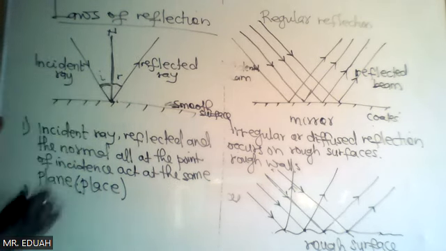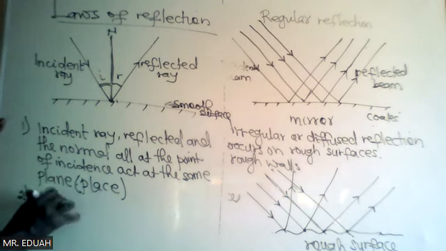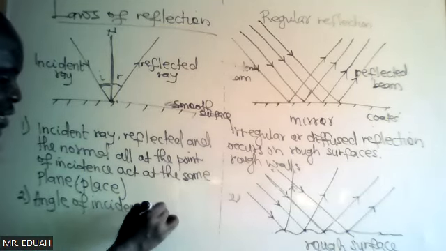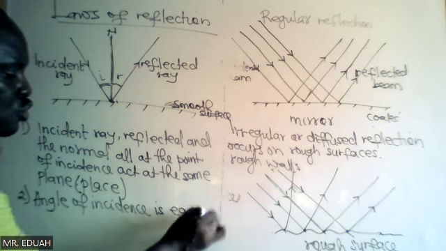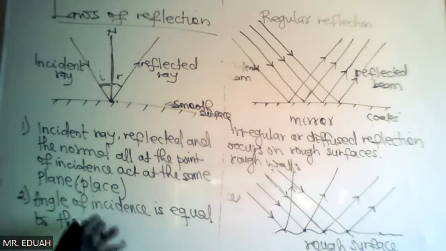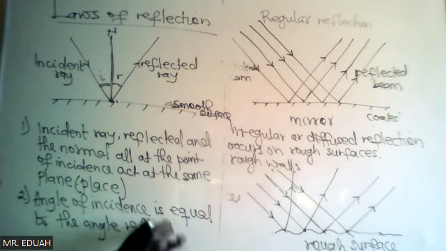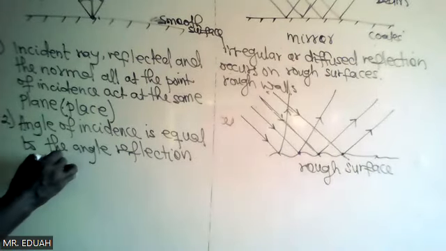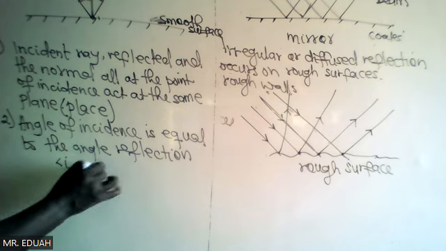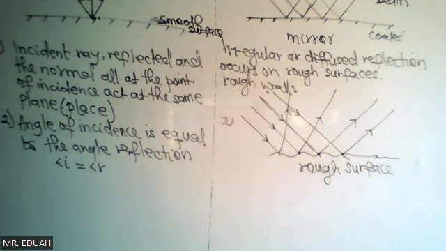So the angle of incidence is always equal to, or yes, is the same as, equal to the angle of reflection. So mathematically, we are saying that I is equal to R. These are the two main laws of reflection.